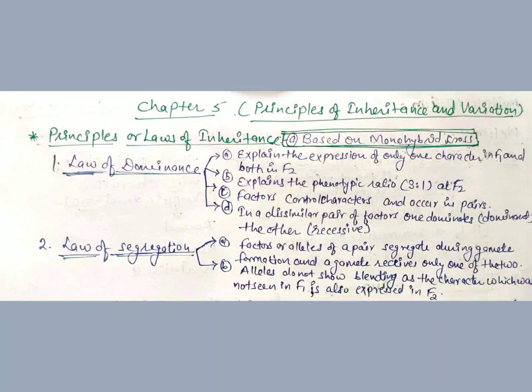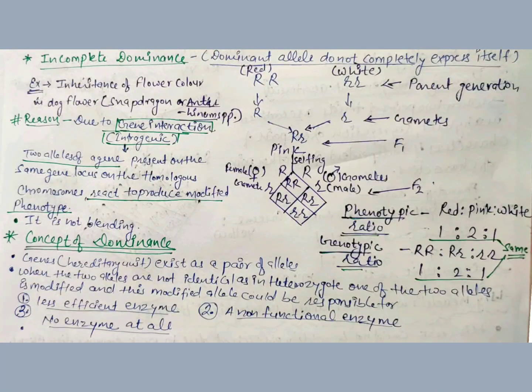According to this law, factors or alleles of a pair segregate during gamete formation during meiosis, and a gamete receives only one of the two. Second, alleles do not show any blending, as the character which was not seen in F1 is also expressed in F2. Next topic, that is incomplete dominance.